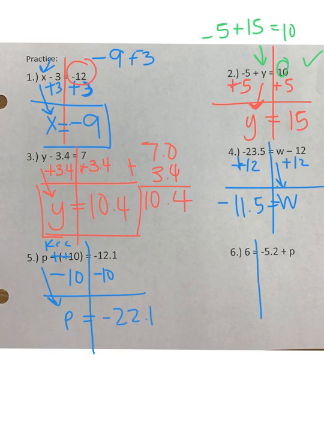And then for the last one, again, it's written backwards. You can do the same process. You would add 5 2/10 to both sides, which would give you 11 2/10 equals p. All right, flip it over and we're going to do the next questions.